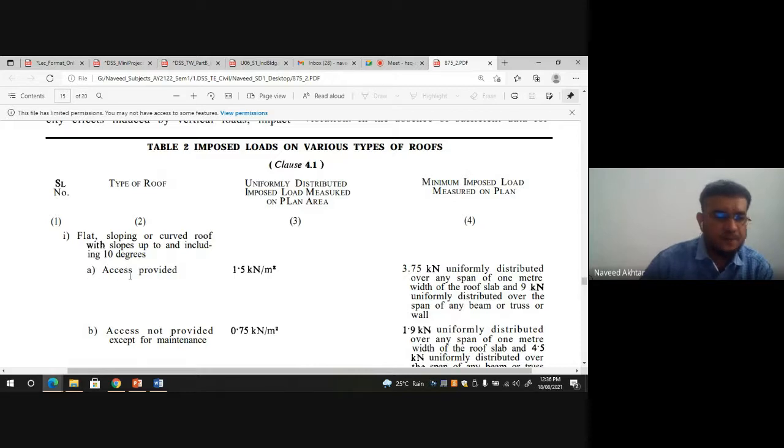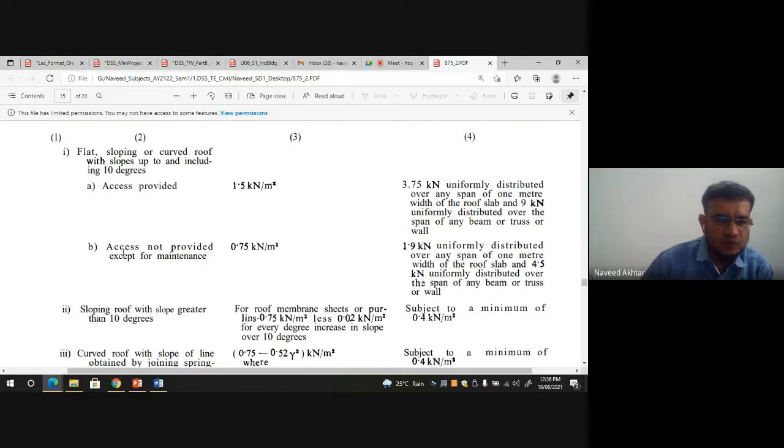If access is provided, then 1.5 kN per meter square, uniformly imposed load on plan area. So it is on plan area. Okay. If access is not provided, then your load is 0.75 kN per meter square. 1.9 kN uniformly distributed over a span of 1 meter width of the roof slab, 4.5 kN uniformly distributed over the span of any beam or truss or wall. So if access is provided, the live load on the truss is 1.5 kN per meter square.